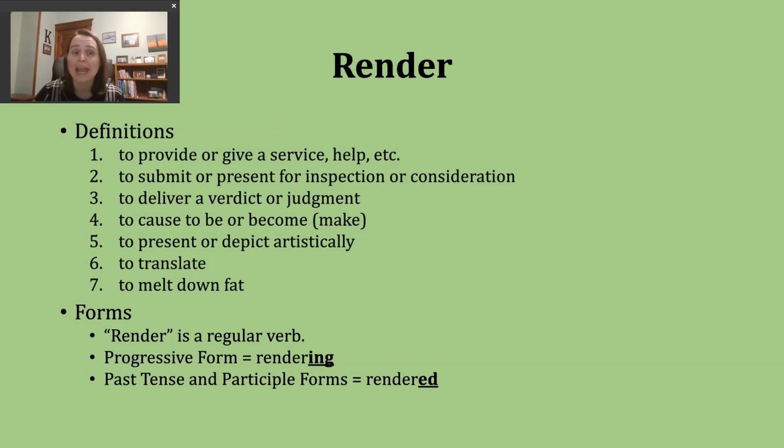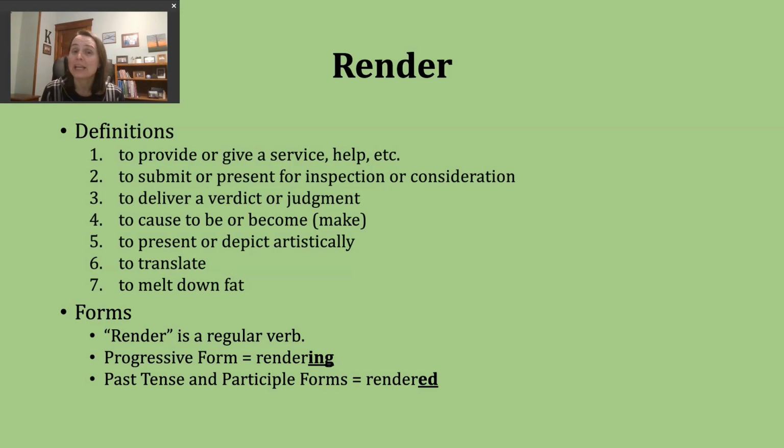A third way render gets used means to deliver a verdict or a judgment. Again, this is another legal meaning, but if you're reading newspaper articles about court cases, you might hear something like, the jury rendered its verdict, right? So it made its decision. Was the person found guilty or not guilty, or liable or not liable?